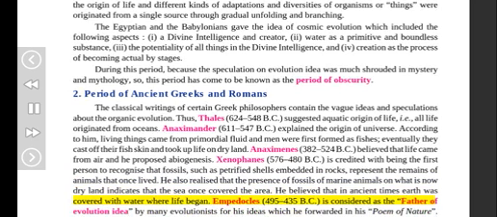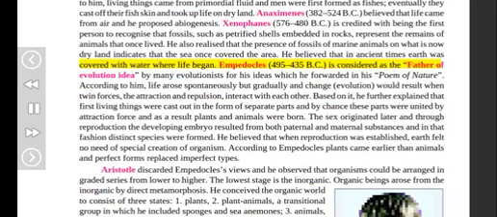Empedocles, 495 to 435 BC, is considered the father of the evolution idea by many evolutionists for the ideas he put forward in his Poem of Nature. According to him, life arose spontaneously but gradually, and change, evolution, would result when twin forces, attraction and repulsion, interact with each other. Based on it, he further explained that the first living things were cast out in the form of separate parts, and by chance these parts were united by the attraction force, and as a result plants and animals were born. Sex originated later, and through reproduction the developing embryo resulted from both paternal and maternal substances, and in that fashion distinct species were formed.